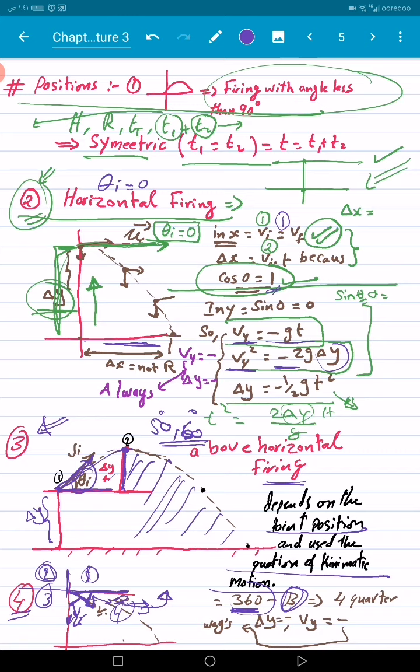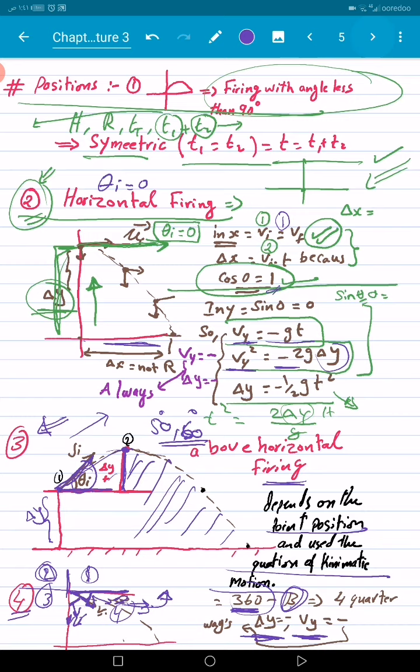And always delta y is negative because it's opposite, because it goes upward and then comes down to the lower position, and vy is also minus.